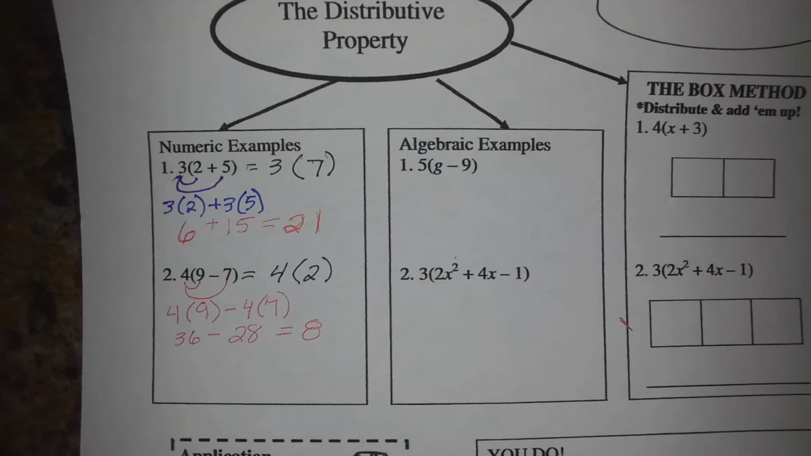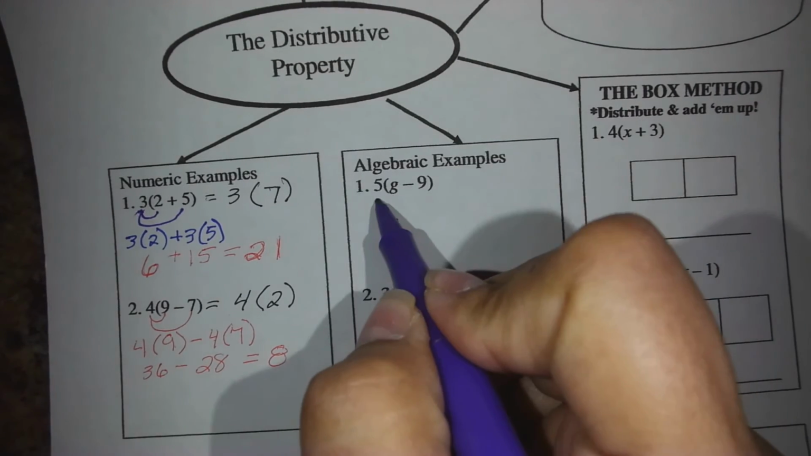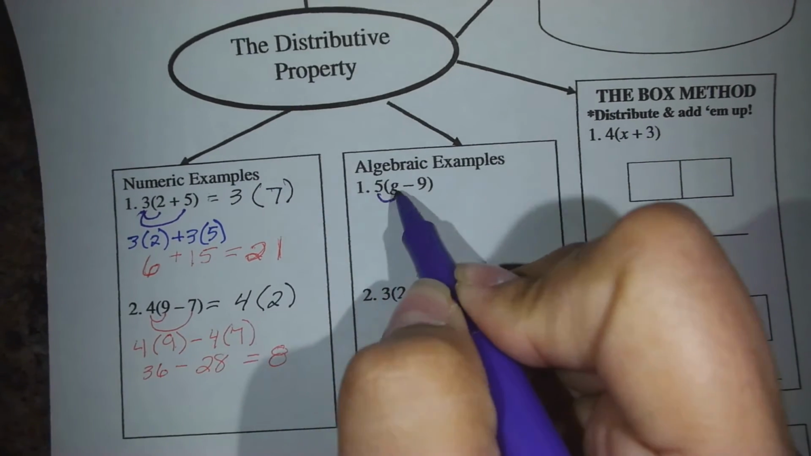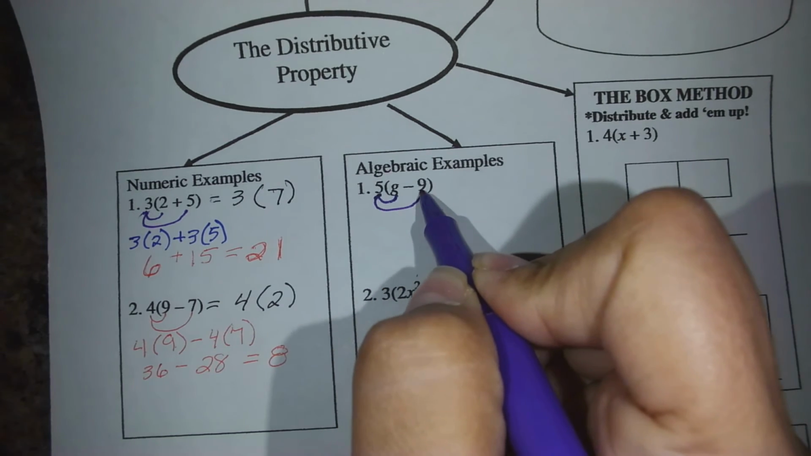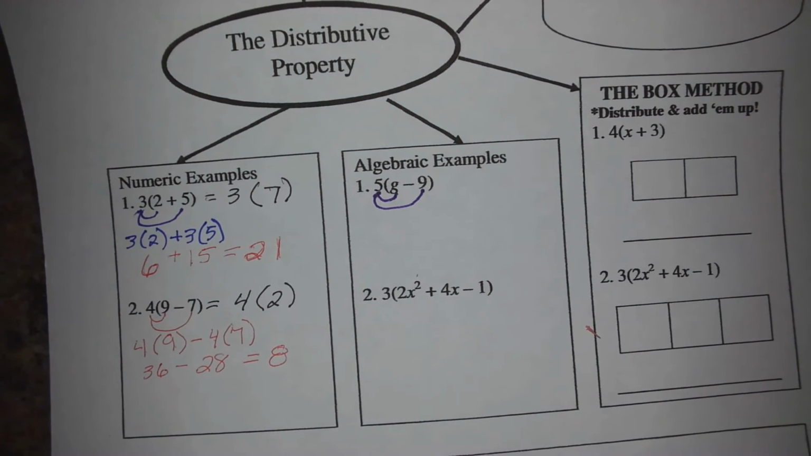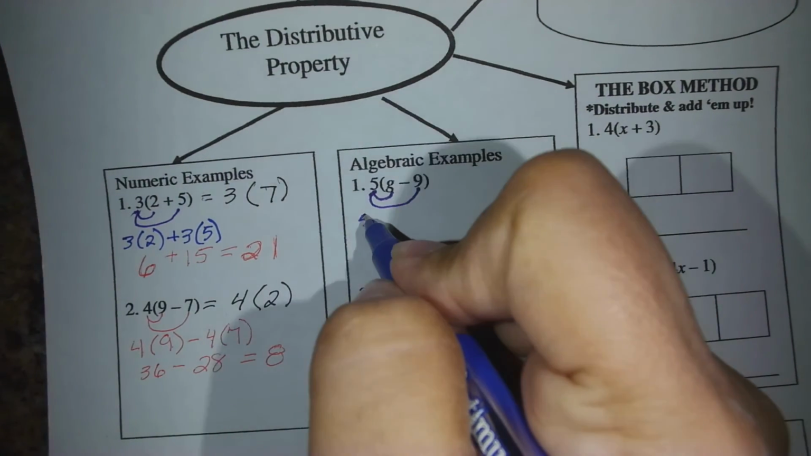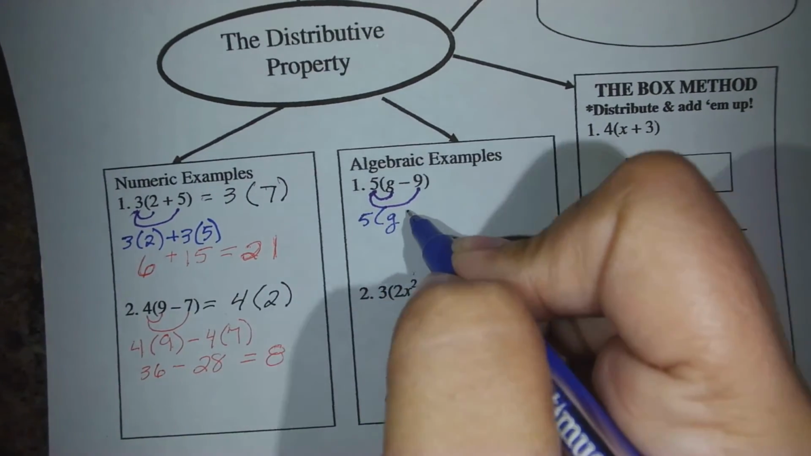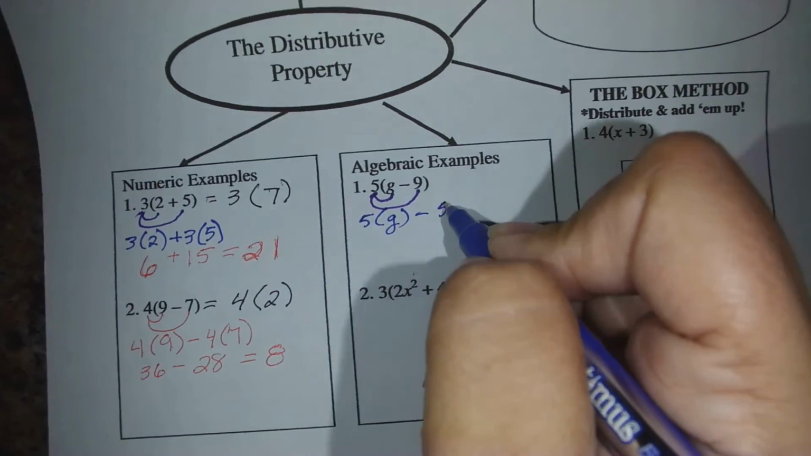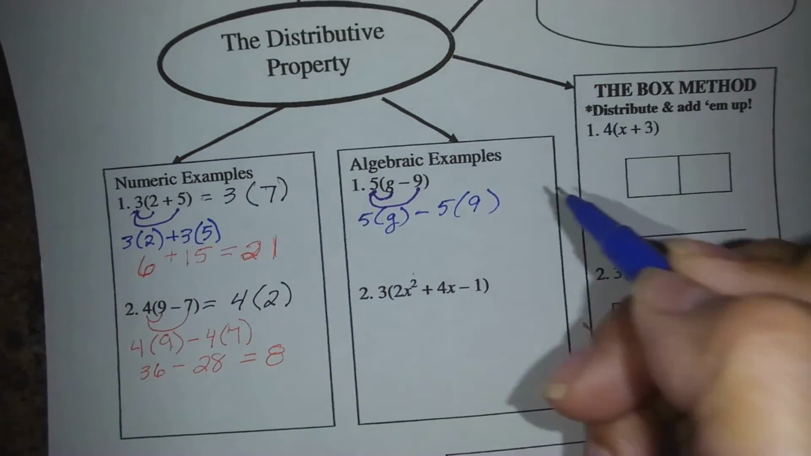Algebraic examples work the same way. We're going to distribute the 5. So 5 times the g, and then 5 times the minus 9. Again, same thing. So we have 5 times g minus 5 times 9.